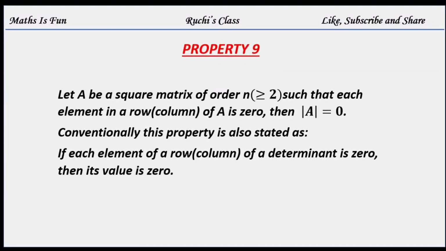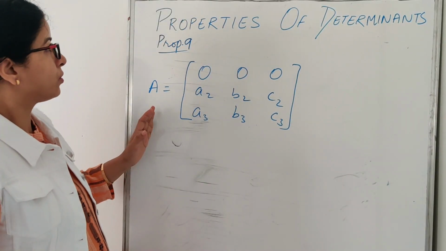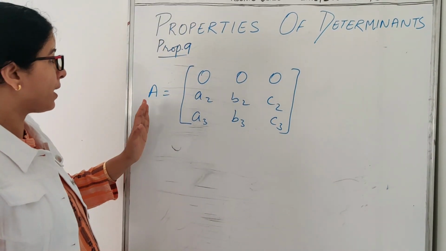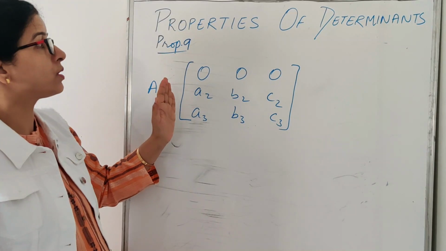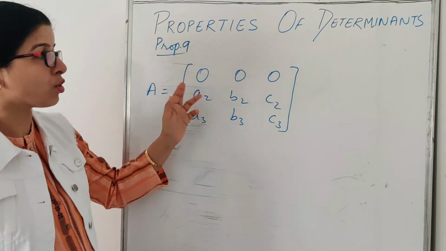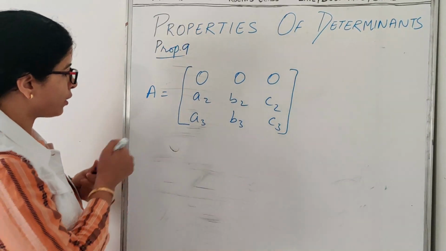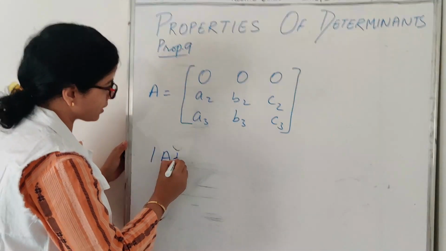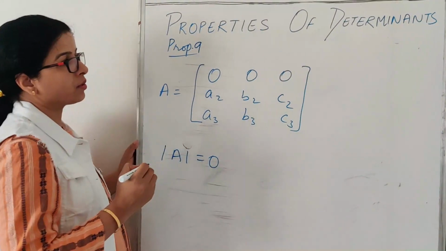So now property 9. Let A be a square matrix of order n greater than or equal to 2 such that each element in a row or column of A is 0. Then determinant A is equal to 0. So what does property 9 say? If I have a square matrix whose any row or any column has all the elements 0, then the value of the determinant in that case will be equal to 0.